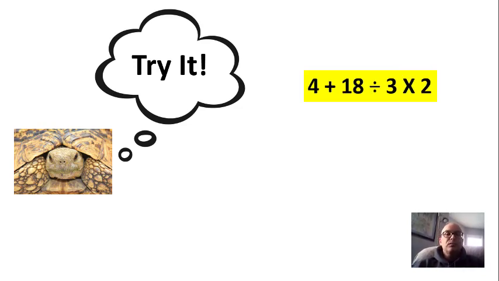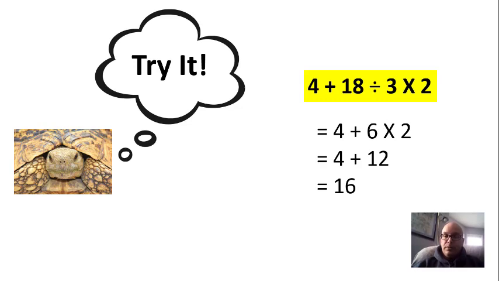Okay, try this one. 4 plus 18 divided by 3 times 2. Which do you do first? Do you do the plus? No, you don't do the plus. You knew that. You're going to start with the division first because it comes before adding and subtracting. Here it comes before the multiplying because, that's right, it comes on the left. Okay, let's see. 4 plus, we just copy that down, 18 divided by 3 is 6, times 2, right? 4 plus 12, 16.